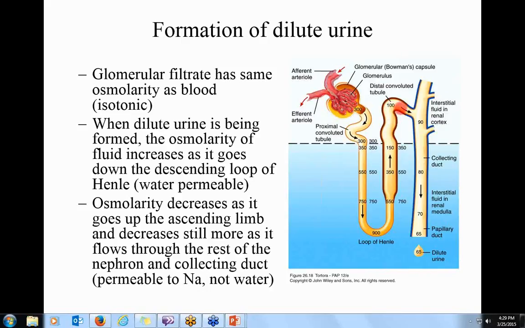Now remember here, the distal convoluted tubule and the collecting duct are impermeable to water. And again, only ions can be removed. So by the time they reach the collecting duct, you have a very dilute urine.